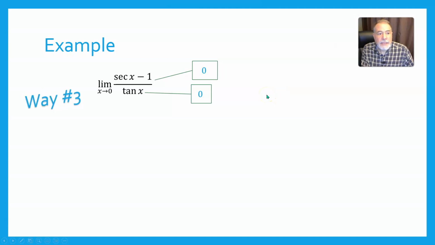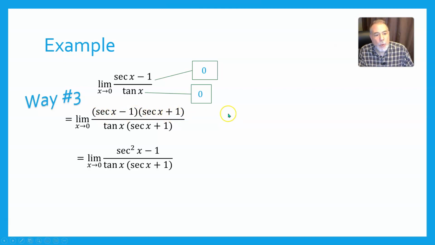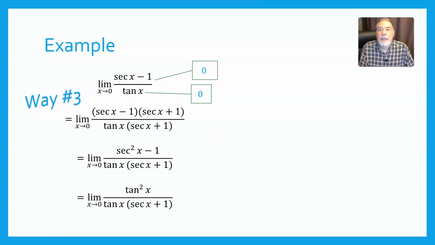And here is a third way that doesn't involve transforming into sines and cosines, but just leaves it in terms of secant and tangent. The third way would be to multiply the numerator and the denominator both by secant of x plus 1. Here, if you multiply out the numerator, you get secant squared minus 1. But that's equivalent to tangent squared. That's another one of those basic Pythagorean trigonometric identities: secant squared of x minus 1 is always just equal to tangent squared of x.